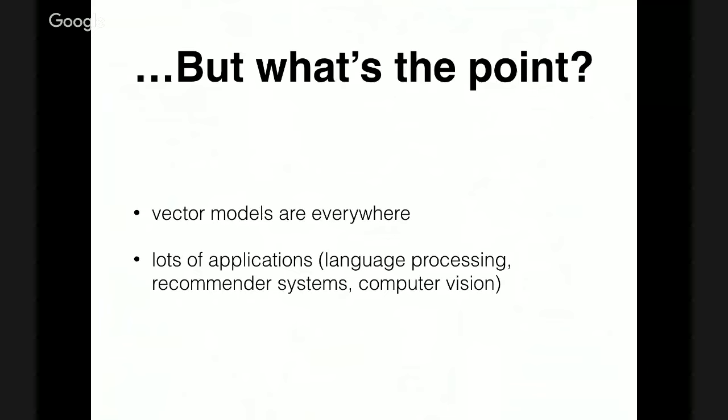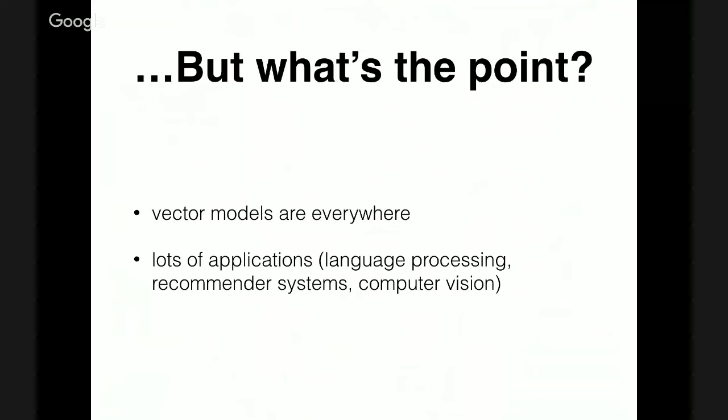You can do the same thing with users. And you can try to find similar music by looking at nearest points in the space. You can do user recommendations by looking at, here's Eric's point, what is music around this point. But there's also a lot of other stuff, like search engines, computer vision, language processing, all kinds of stuff. Vector models are very convenient in a lot of cases.